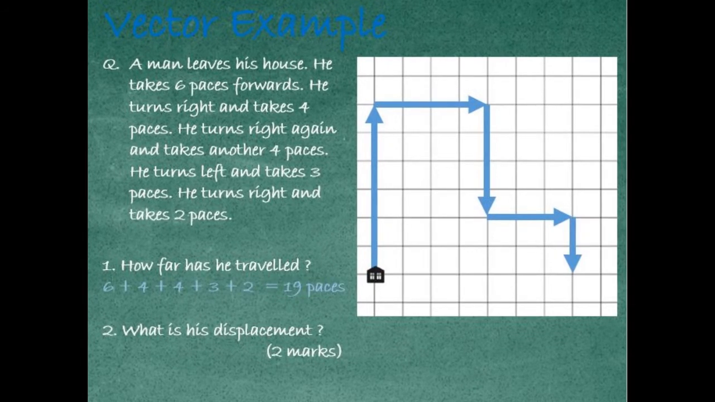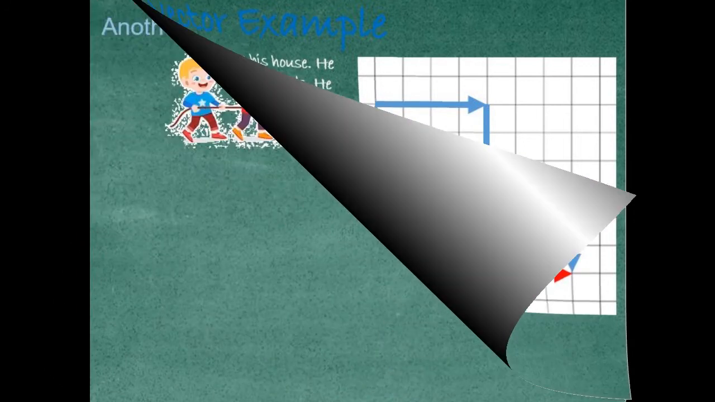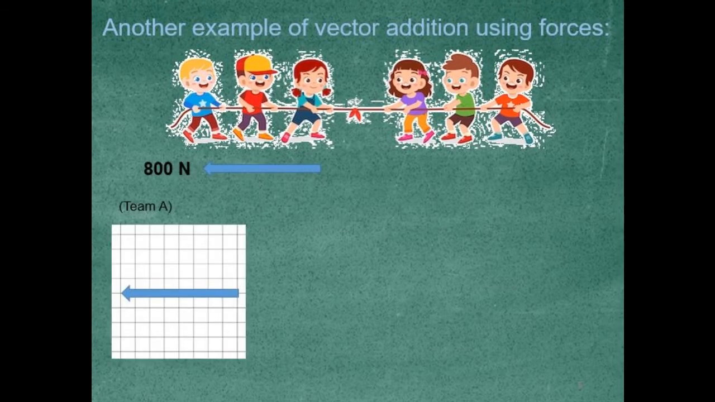So the scalar distance he's travelled is 6 plus 4 plus 4 plus 3 plus 2, a total of 19 paces. But the vector displacement, shown by the red line, is 7 paces to the right. Direction is important.